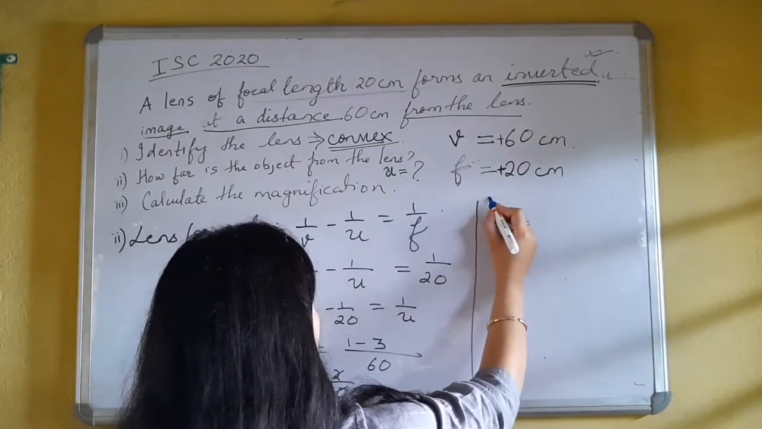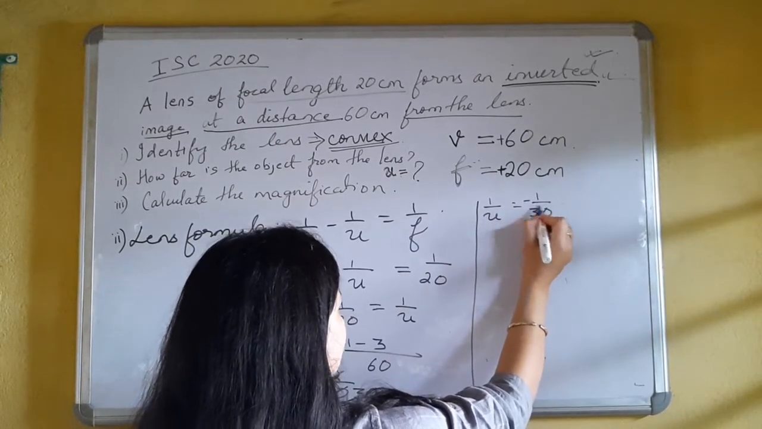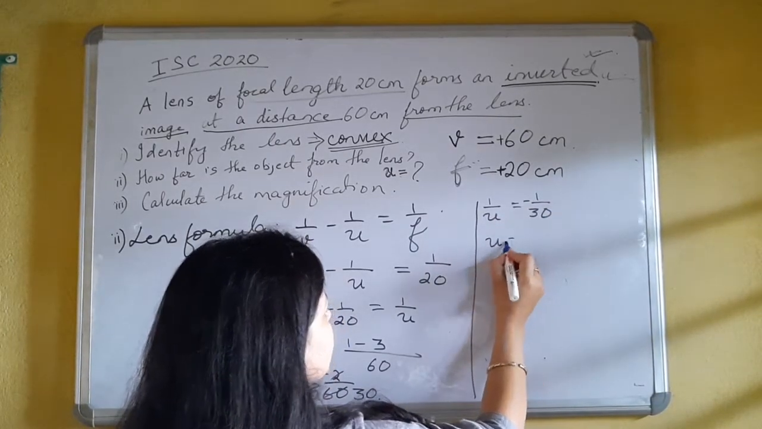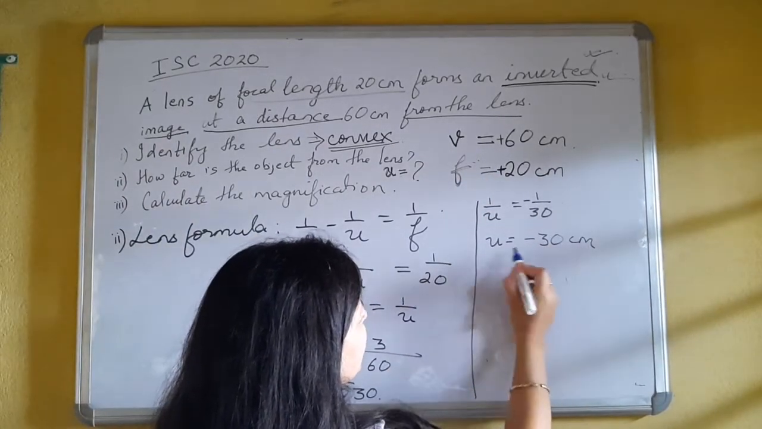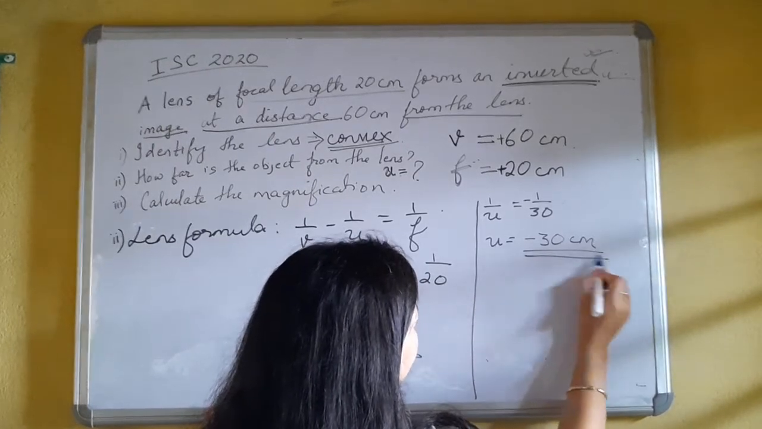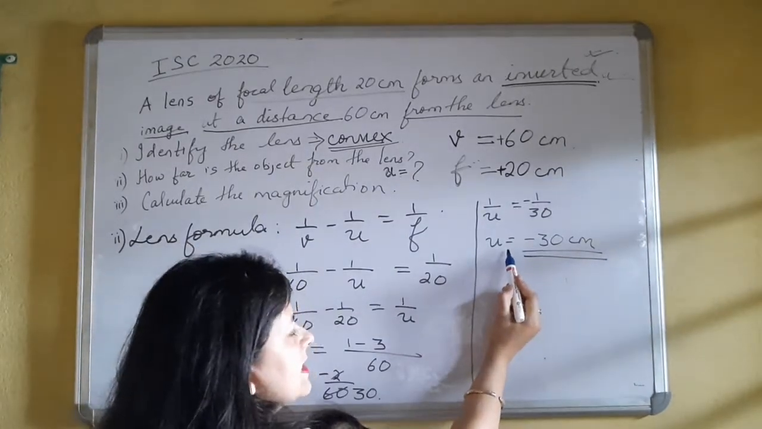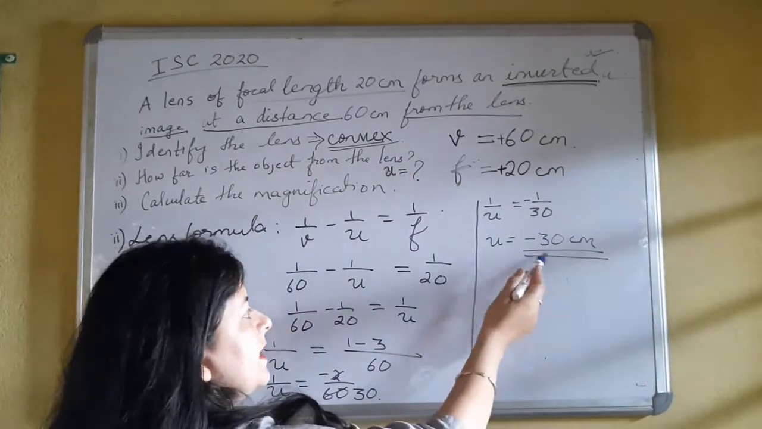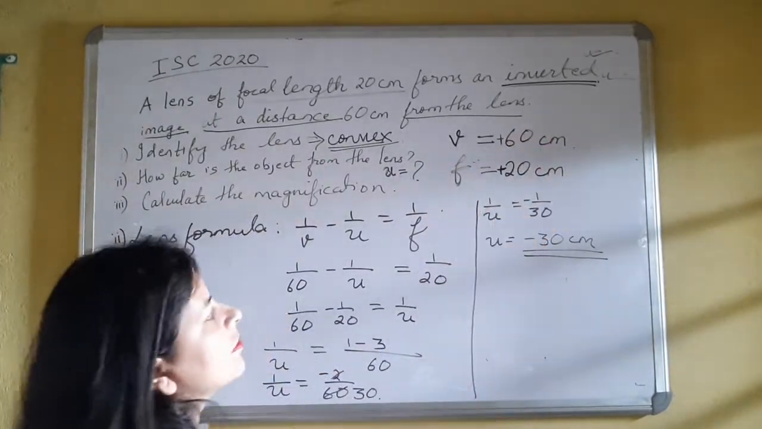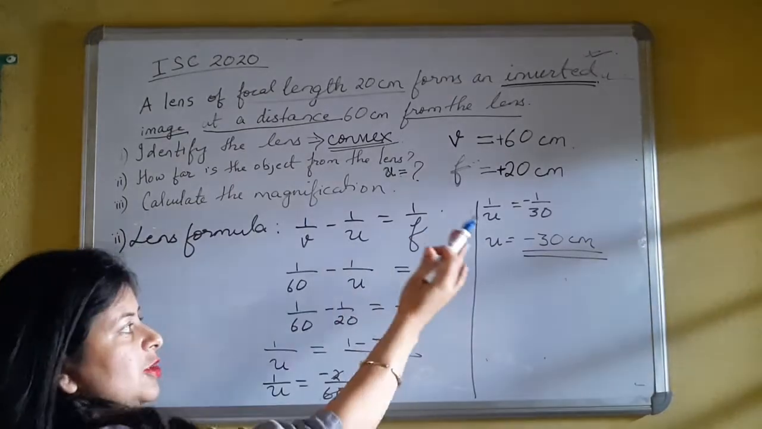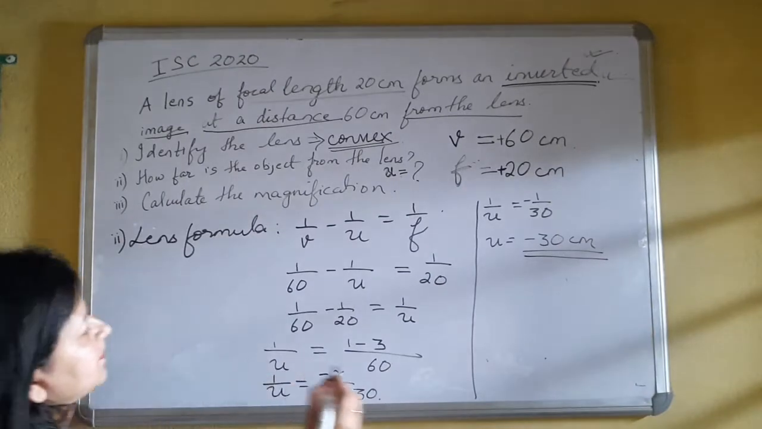I'll continue here. So 1 by u is equal to minus 1 by 30, don't forget this sign. That means u will be just the reciprocal of it. So it will be minus 30 centimeter. Now you need not worry if you are getting a negative sign here. It naturally means that u is, that is the object is at a distance 30 centimeter towards the left of the lens. Okay, because the v is positive, the u can be negative because u always lies on the left side of the lens. Okay, now let's proceed to the third one.